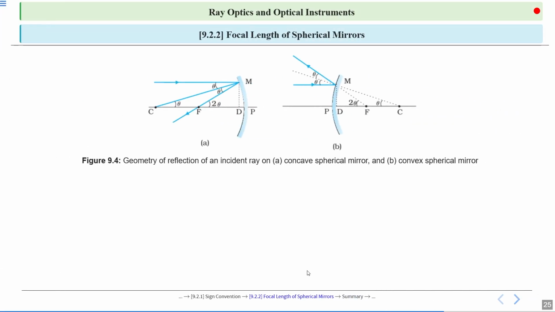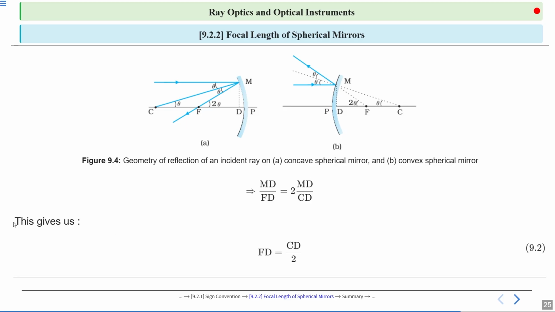Now, MD upon FD is equal to 2 times MD upon CD. That means MD and MD will get cancelled out. So after rearranging, we will get FD equal to CD upon 2. Mark it as 9.2 equation. Now what is FD? Or what is CD? Okay. Now we will find what is FD, what is CD.